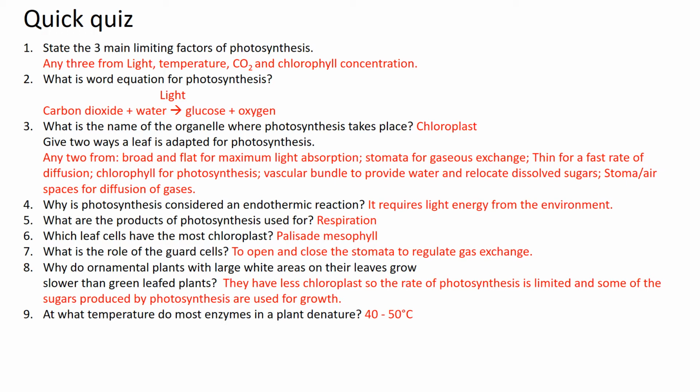Give 2 ways in which the leaf is adapted for photosynthesis. We need to be talking about any 2 from the following list. You can talk about them being broad and flat for maximum light absorption, thin for fast rate of diffusion of CO2 and O2. Chlorophyll being present for photosynthesis, the vascular bundle providing water and nutrients absorbed from the roots and to relocate those dissolved sugars that are created during photosynthesis. We need to be talking about stoma, the small holes on the underside of our leaf that are there for the diffusion of gases.